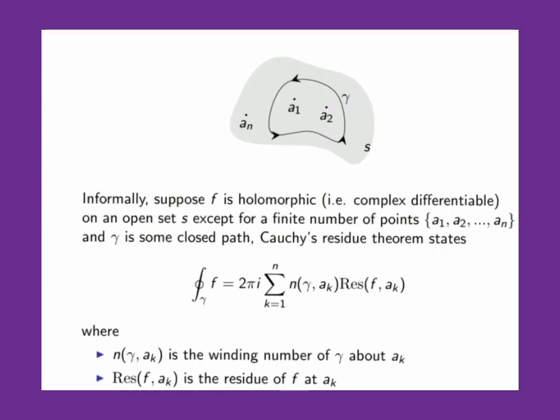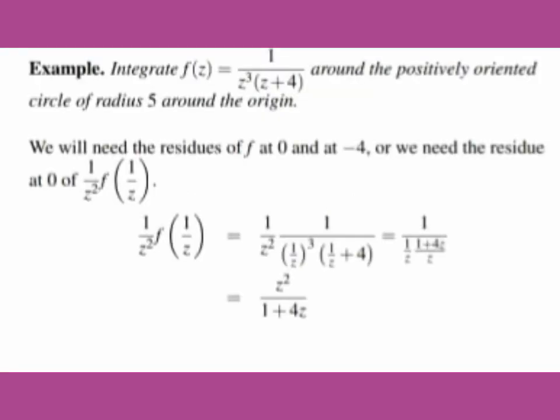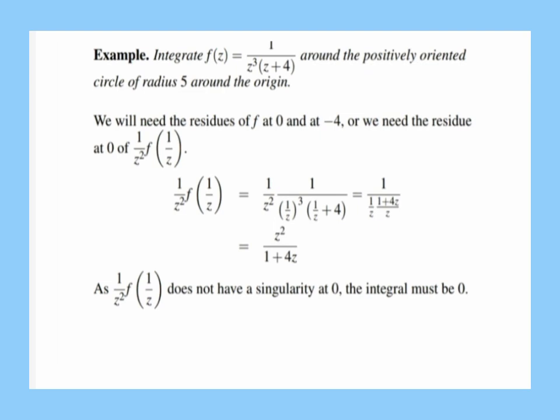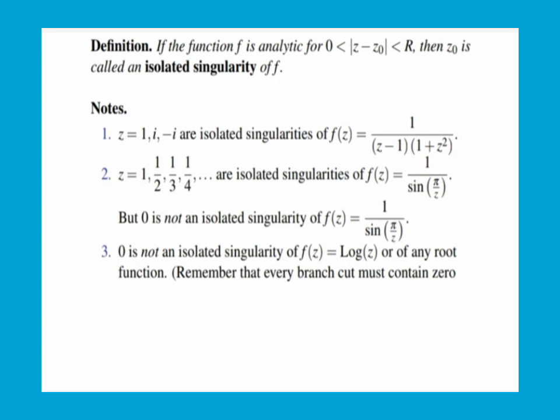Here we have a holomorphic function f, where the integral over the path is equal to 2 pi i times the summation from k equals 1 to n of the winding number around a_k times the residue of f at a_k. For example, f of z is equal to 1 over z cubed times (z plus 4). It shows z squared over 1 plus 4z, around a positively oriented circle. Here we have another example, a circle of radius around the origin. Here 1 over z squared: 1 over z does not have a singularity at 0, so the integral must be 0. Here we have an isolated singularity of f. The isolated singularity of f of z at 0 occurs for 1 over sine of pi over z. It shows f of z is equal to log of z.